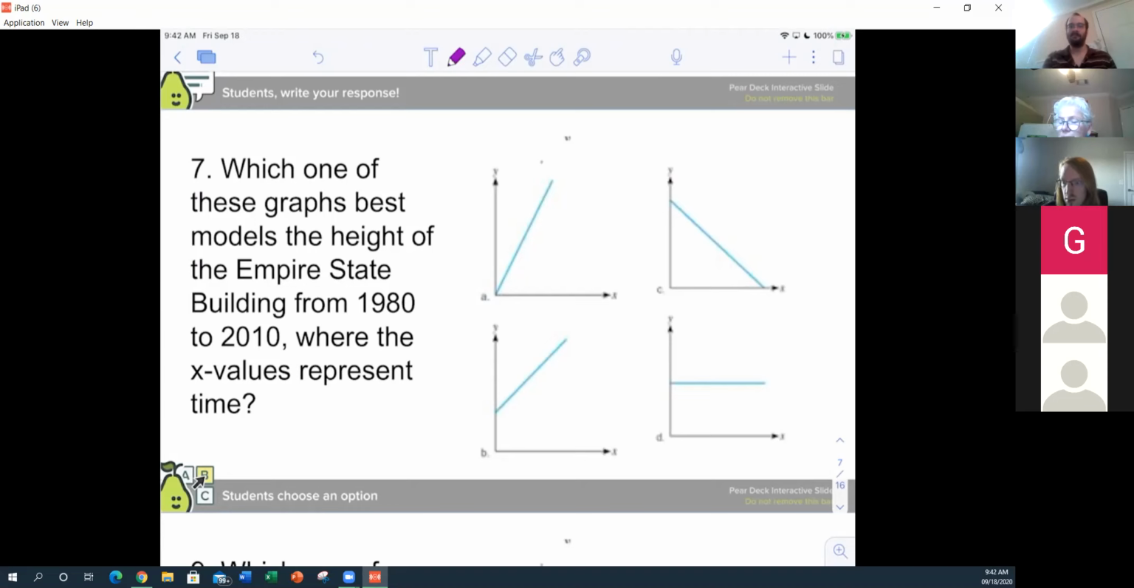Yeah, I'm here. Okay, so do you have an idea of what the answer to this one would be? Let me ask you, did the height of the Empire State Building change from 1980 to 2010? No. Okay, so it'd be D. Yeah, there you go. No, you just have to think about it. Unless they're building on top of the Empire State Building, it's pretty set.